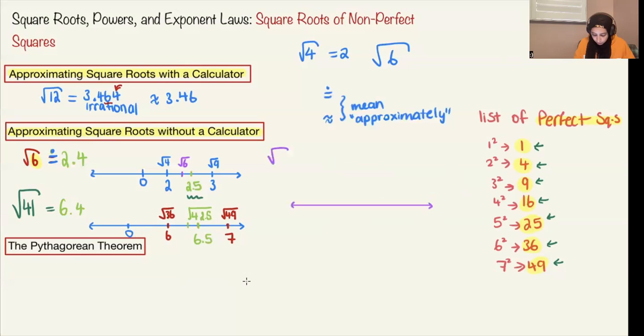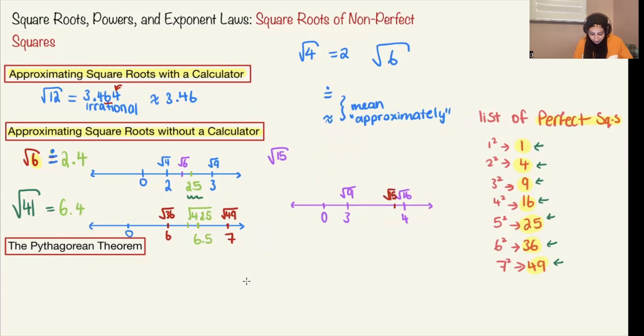If I do the square root of, for instance, 15. Now 15 I know is not a perfect square because looking at my perfect squares, it's not, but it does sit somewhere between 9 and 16. So let's say this is the square root of 9 and this is the square root of 16. Square root of 9 is 3, square root of 16 is 4. And so I go, okay, well, square root of 15 looks like it's pretty close to 4.